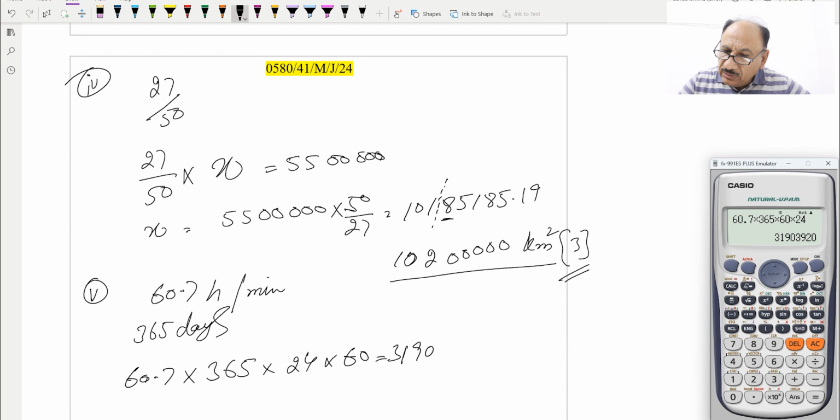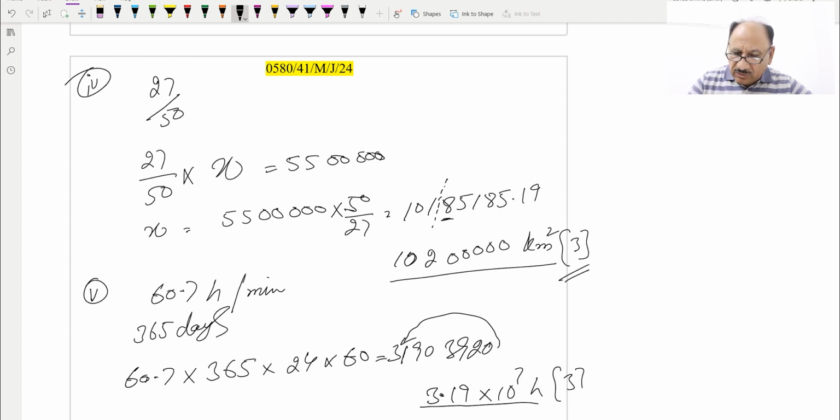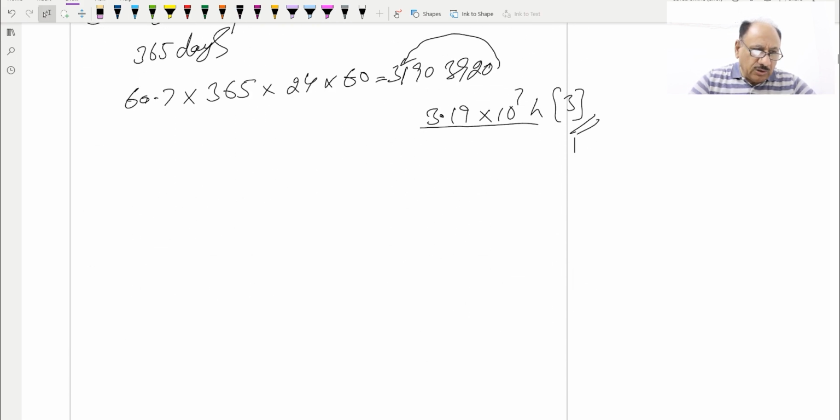That gives 31903920. This is our number, and they are saying give your answer in standard form. In standard form, we require a decimal after the first non-zero number, so it will be 3.19. And how many jumps are we taking? We are taking 7 jumps. So this will be 10 raised to the power 7 hectares, and this is the 3 marks part which we have done. Now the B part, which is a lower bound, upper bound question, we can quickly go through that as well.